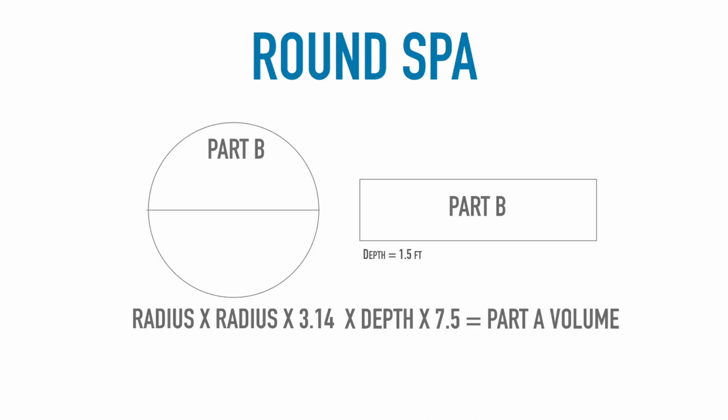Now, spa area B, according to our test question, says that it has a diameter of 6 feet. So what is our radius? If you said 3, you are correct. 3 feet. So now we're going to plug that radius in, 3 times 3, times our magic number of pi, 3.14, times our depth. Now the test question tells us what the depth here is, which is 1.5 feet, times 7.5. So let's do that math all the way across. 3 times 3 times 3.14 times 1.5 times 7.5.